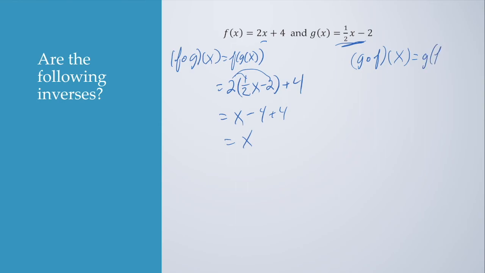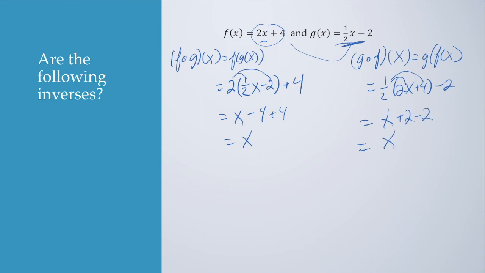I've got g of f of x. So I'm going to substitute f of x in for x and g. That's 1/2 times f of x, which is 2x plus 4, minus 2. So now I have x plus 2 minus 2, which is x. So these functions are inverses.